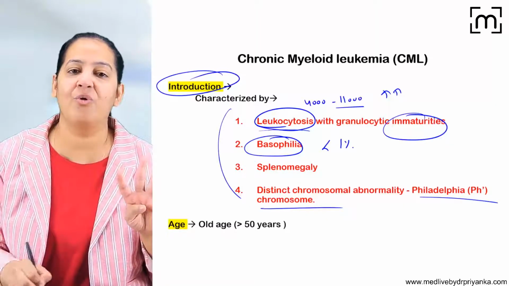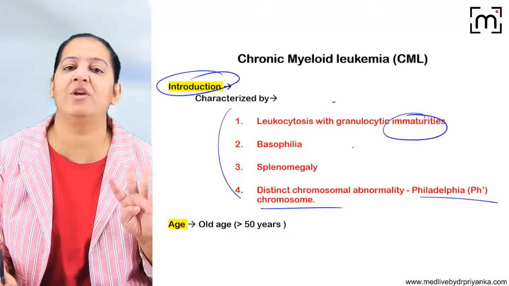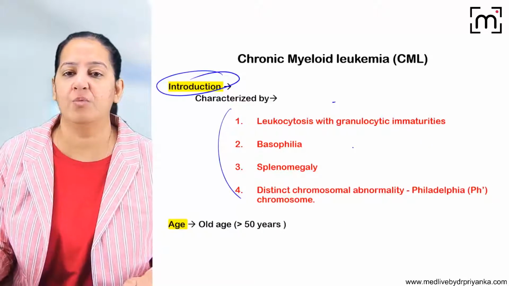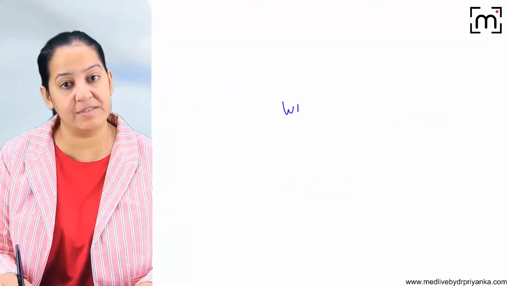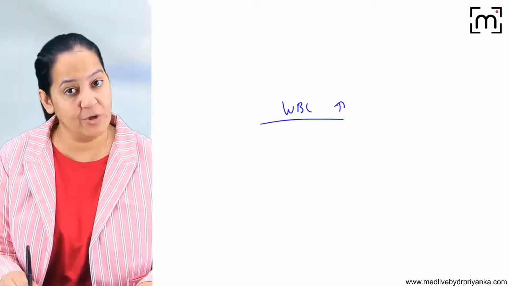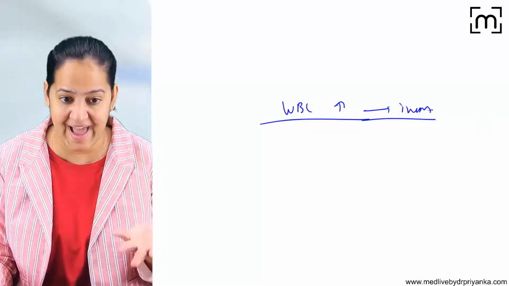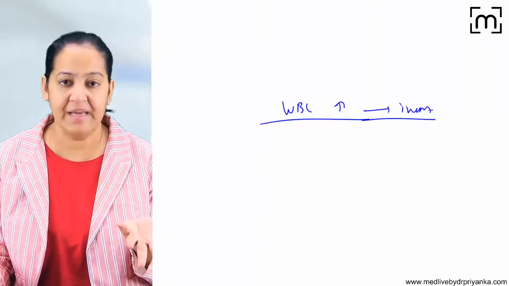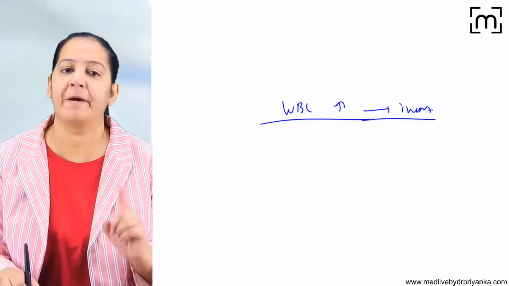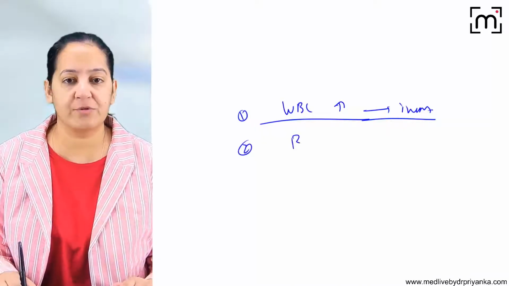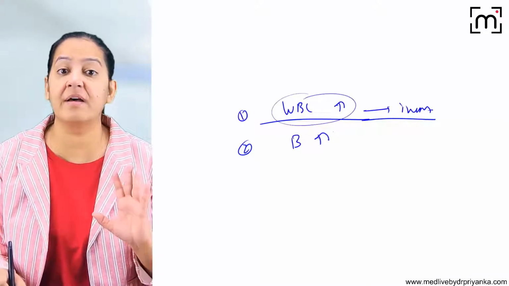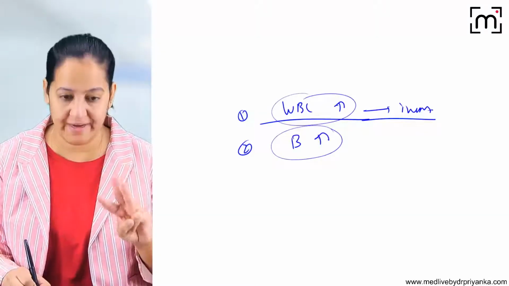So these are the four criteria to classify any human being as having CML. What are the four criteria? Number one, WBCs are high in number, that is leukocytosis, but most of them are immature ones, which are coming in the blood. They are in lakhs, 1 lakh, 2 lakh, 3 lakh maybe, instead of 4,000 to 11,000. Number two, the person is having basophilia. Among the WBCs, the basophils are increased in number.